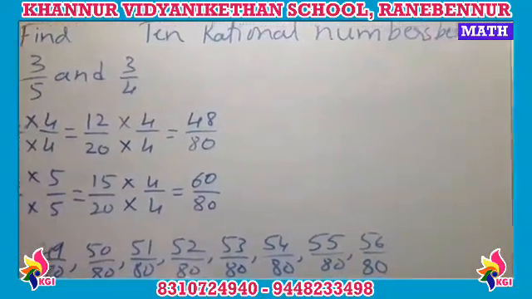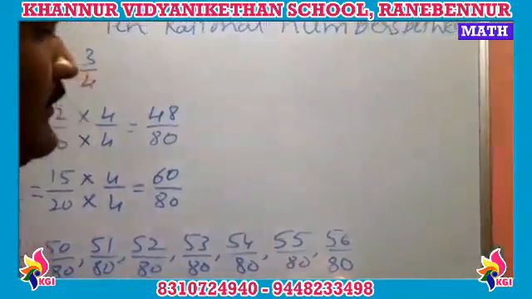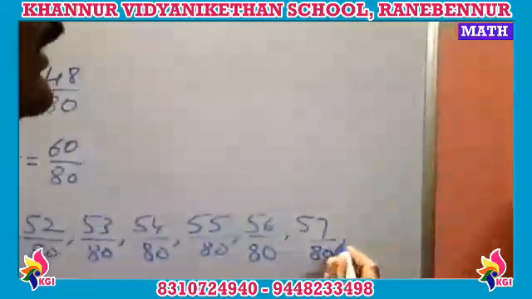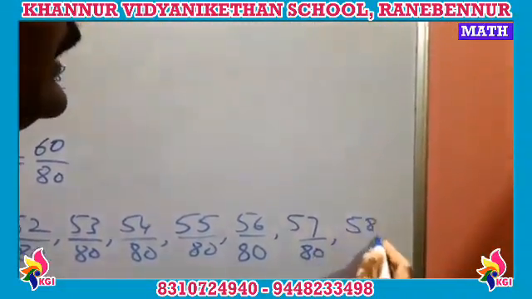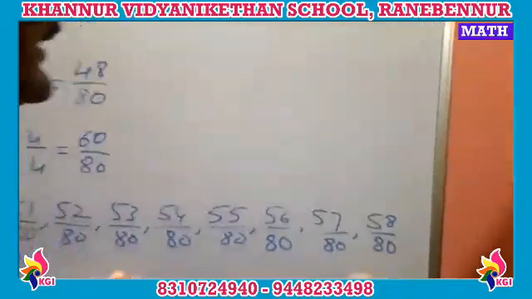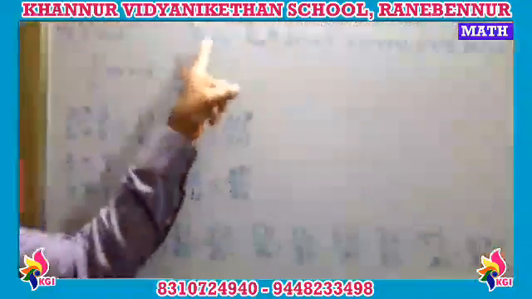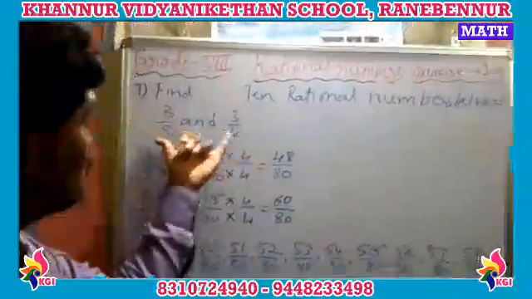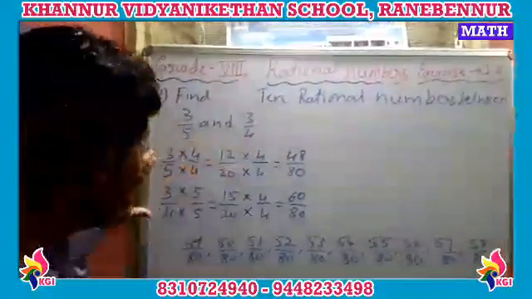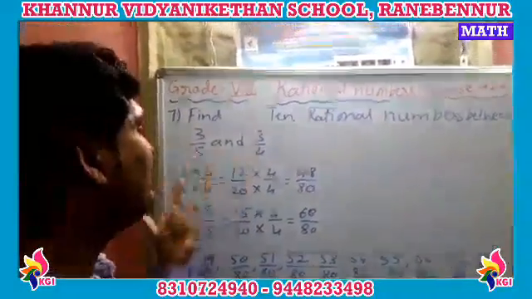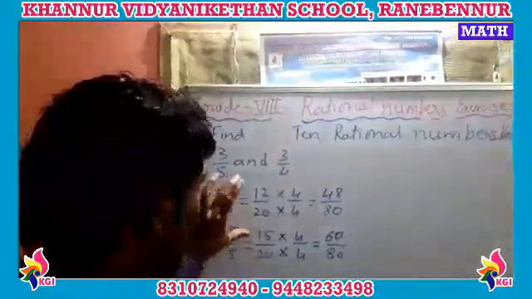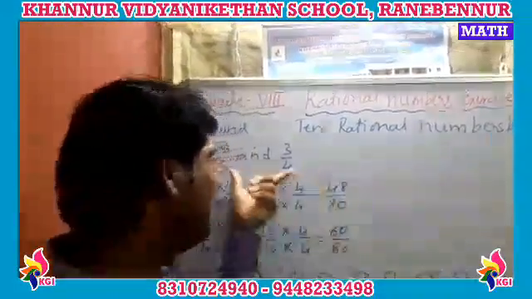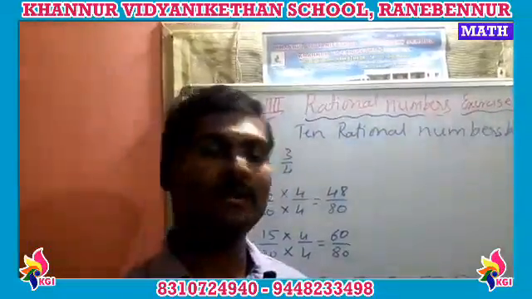1, 2, 3, 4, 5, 6, 7, 8. Then next 57 divided by 80 is the 9th one. 58 divided by 80 is the 10th one. As they have asked for 10, I wrote 10 rational numbers which are in between these two rational numbers. These two do not have the same denominators, so I made them the same here. But in between these two I was not getting enough, so I multiplied with a 4. So in between these two, 10 rational numbers are these.